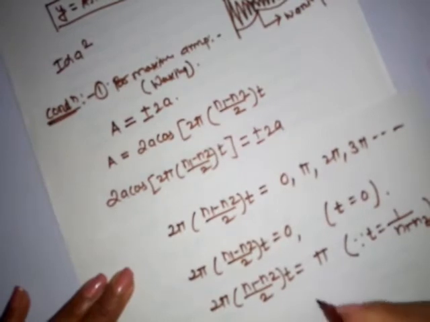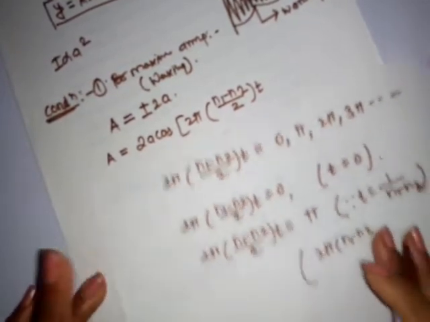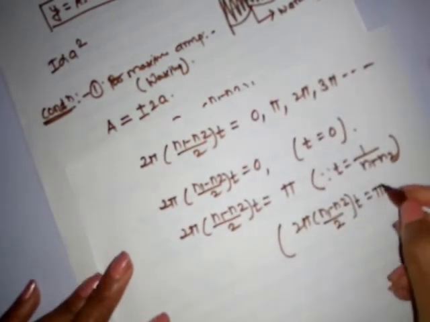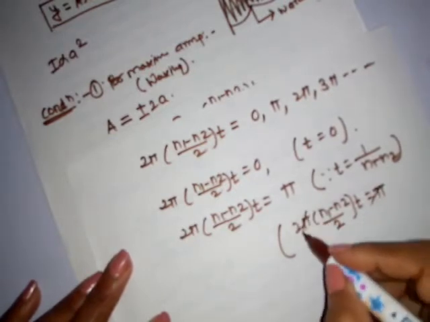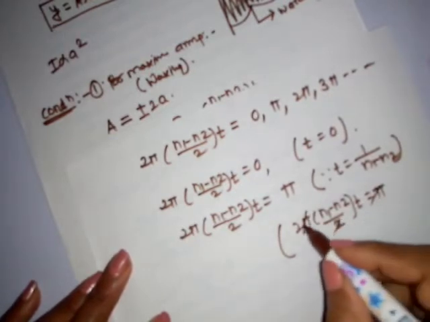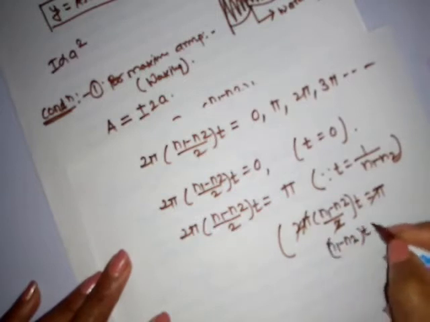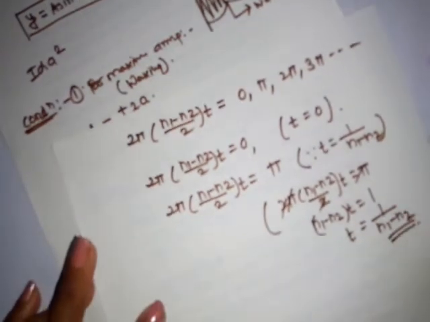Here if we consider 2 pi (n1 minus n2) upon 2 into t is equal to pi, then after simplifying, here pi gets cancelled, here also 2 gets cancelled, then (n1 minus n2) into t is equal to 1, then t is equal to 1 upon n1 minus n2 in this way.